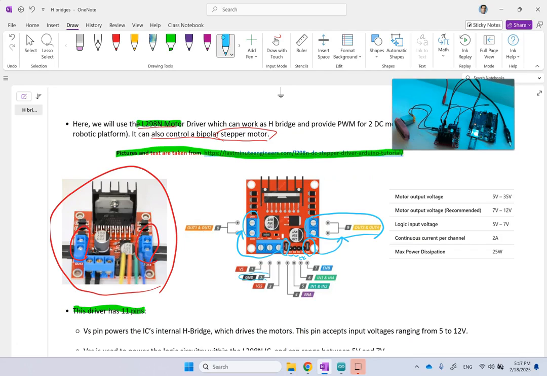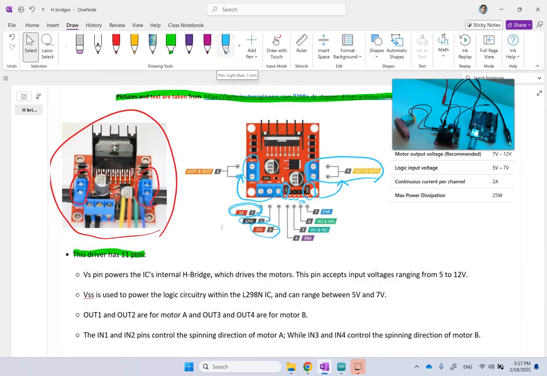And then we also have these voltages here. One is the ground, of course, and then we have VS and VSS. Here we're just going to use the VS voltage. What is VS? The pin VS powers the H bridge. The H bridge itself has a bunch of transistors, and in order to operate, it needs power. The VS power will accept voltages from 5 to 12 volts and will power the H bridge.